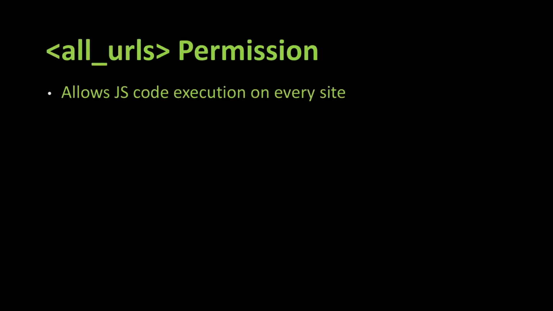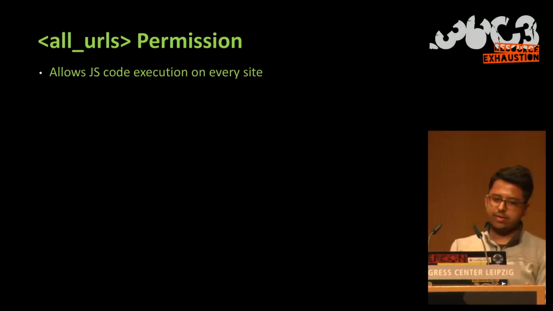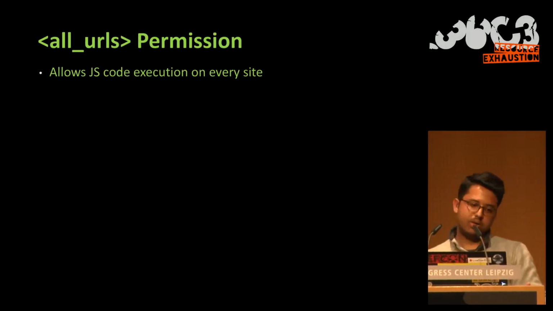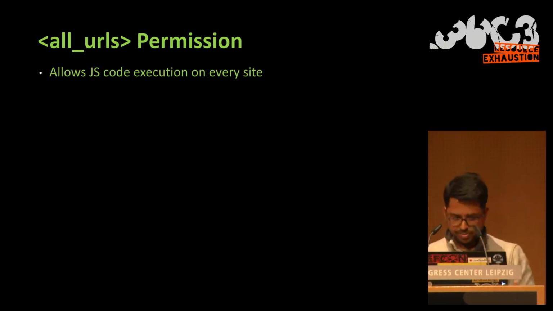So apart from these three permissions, we have another permission in the row, which is <all_urls>. This permission is so special because once a browser extension is assigned the <all_urls> permission, it can execute JavaScript code on every domain that you visit. So let's suppose you are on google.com or maybe on bing.com or anything else, it will work most probably on every domain.